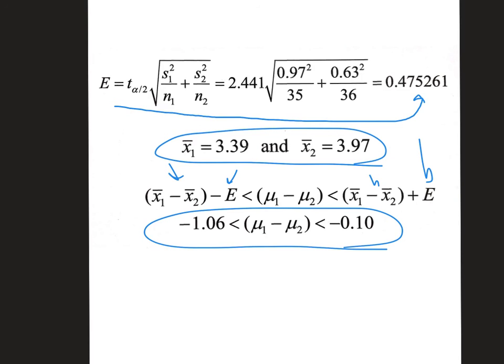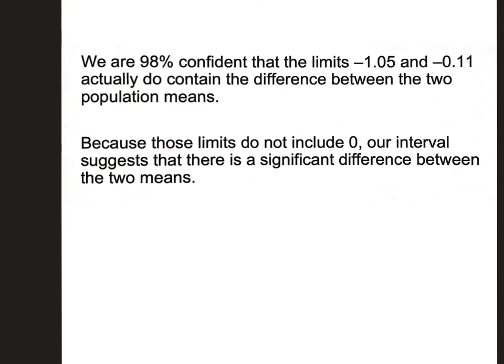And right now, from doing proportions, I was expecting to see whether my 0 falls in there. And because the limits are negative 1.06 and negative 0.10, 0 is not included in there. And because it is not, we can say this: we are 98% confident that the limits actually do contain the difference between the population means. Since they don't include 0, you can reject H0 because we did not get 0, and we can say that there is some kind of significant difference between the two means.